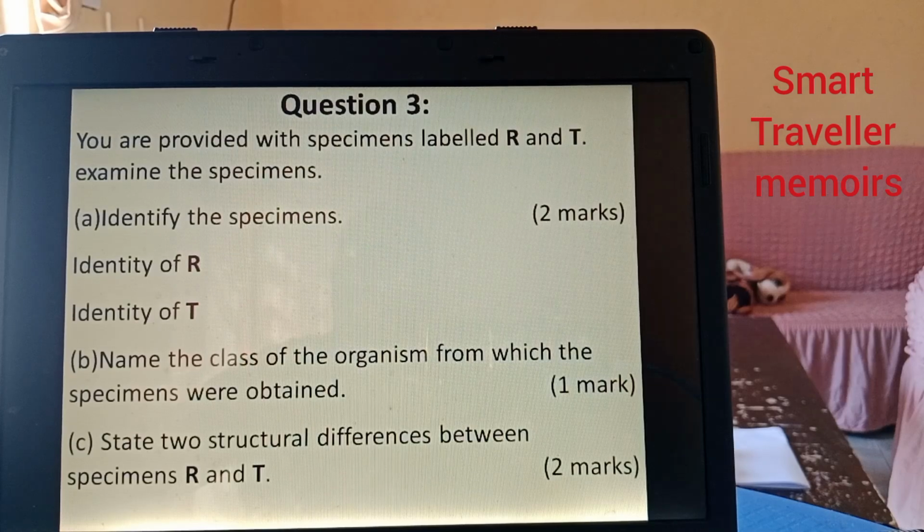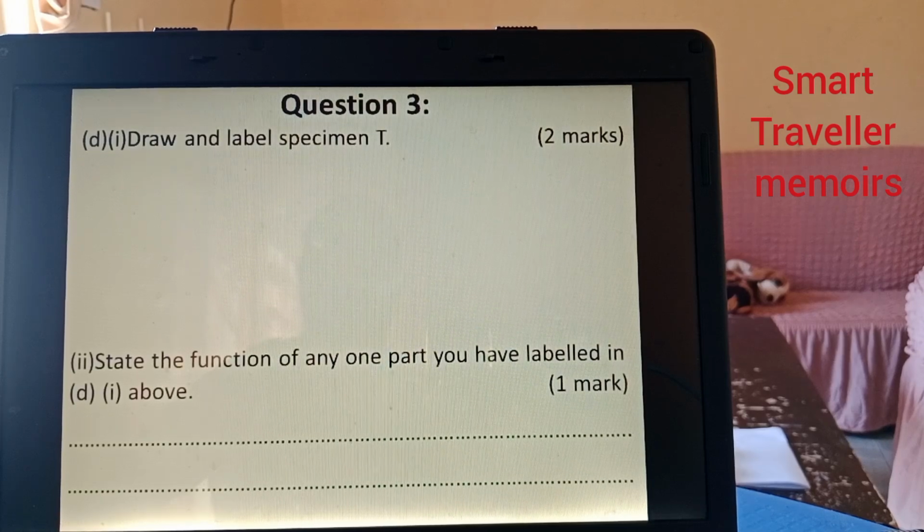Question 3. You are provided with specimens labeled R and T. Examine the specimens. A. Identify the specimens R and T. Name the class of the organism from which the specimens were obtained. State two structural differences between specimen R and T. Part D: draw and label specimen T. Roman 2: state the function of any one part you have labeled in D1 above.